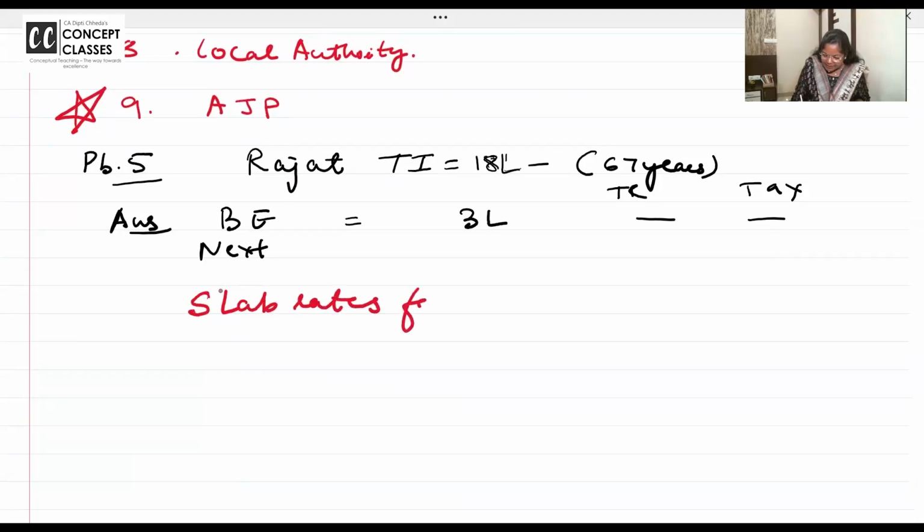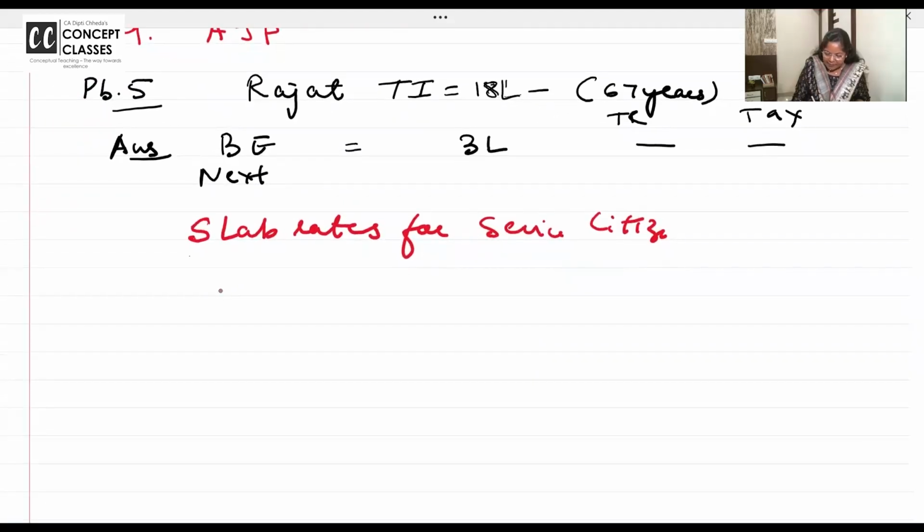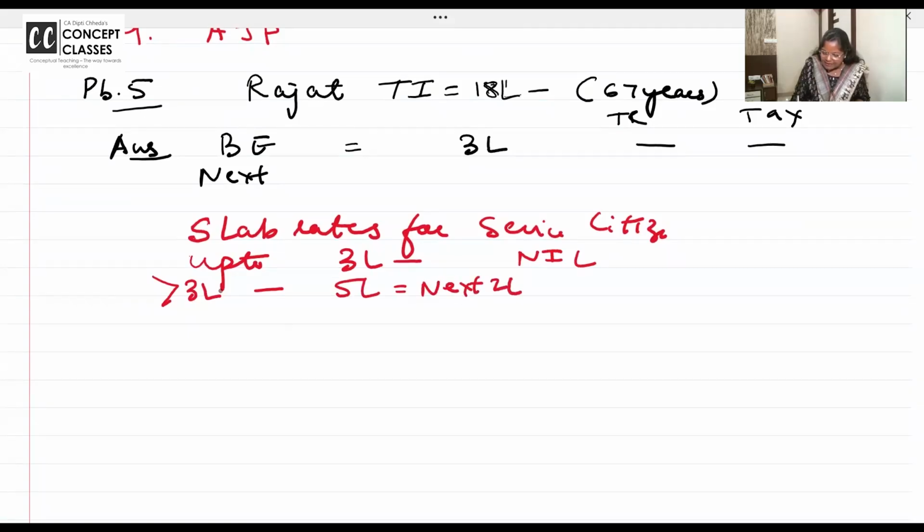Slab rates for senior citizen. Up to 3 lakh, nil. More than 3 lakh to 5 lakh, so that is on the next 2 lakh, it is 5%.